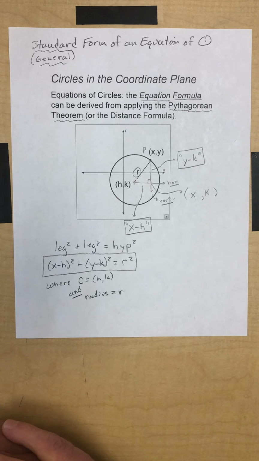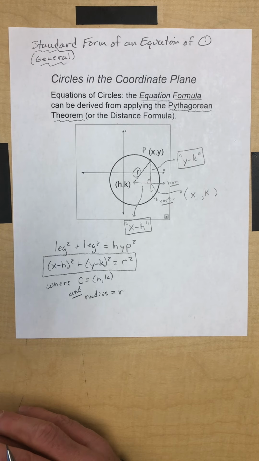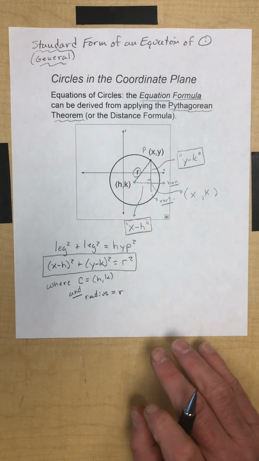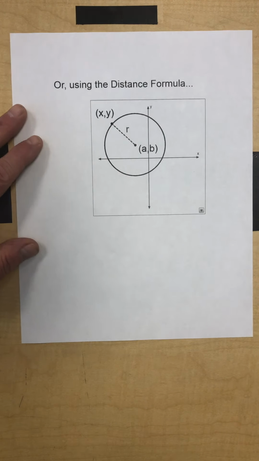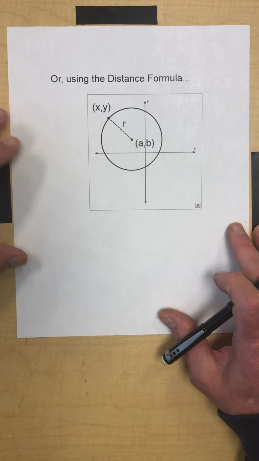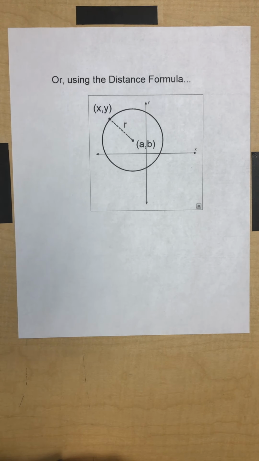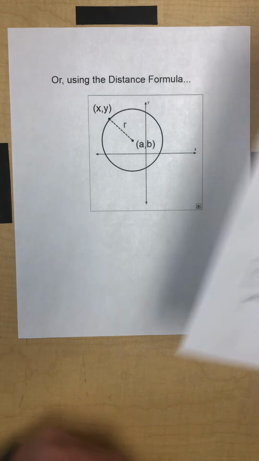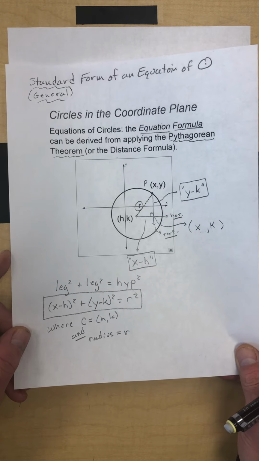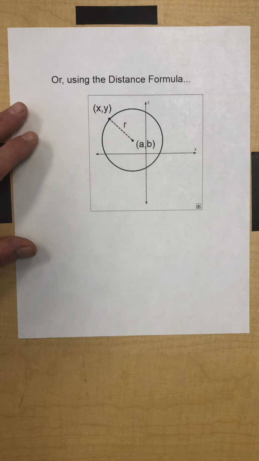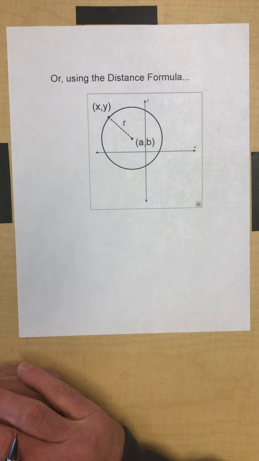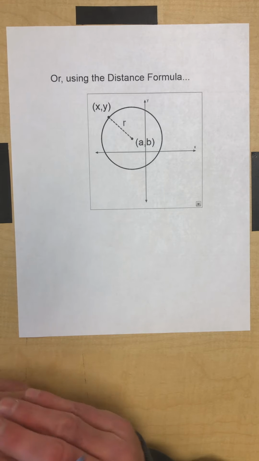Now that's one way to do it, and it's relatively easy to do. There's another way to do it as well. We can also use the distance formula. As I taught you very early in the year, hopefully some of you remember it, some of you might not, the distance formula is just another version of the Pythagorean theorem. So if you could derive something using the Pythagorean theorem, it would make sense that you could also derive something using the distance formula.